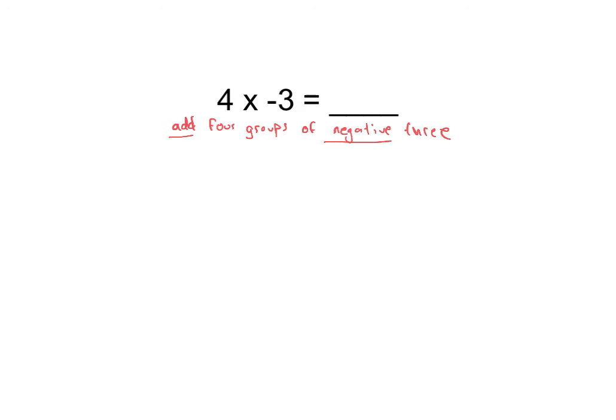And so here's 1 group of -3. And there's 2 groups of -3. There's 3 groups of -3. And 4 groups of -3. So you count all of those negative tiles up. I end up with 12 negative tiles. So my solution is -12. So 4 times -3 is -12.